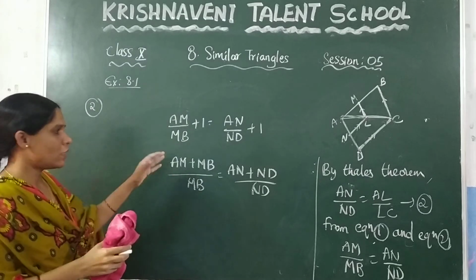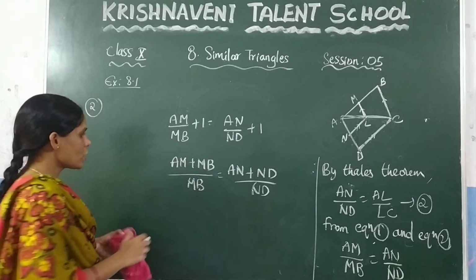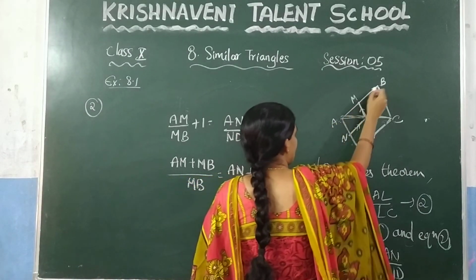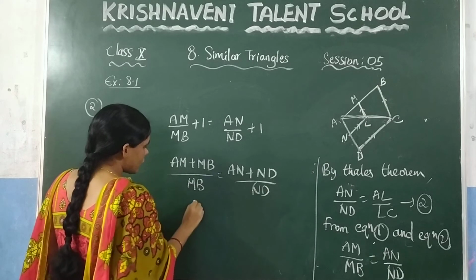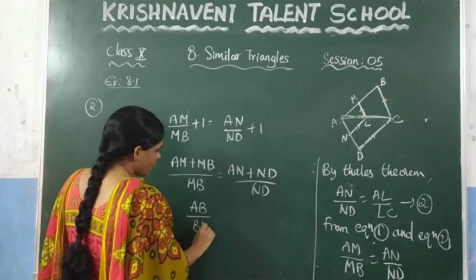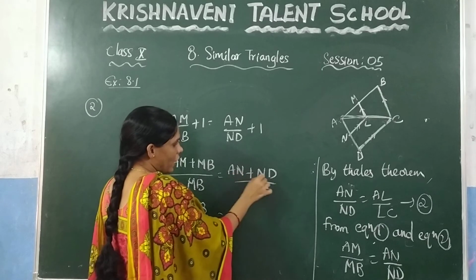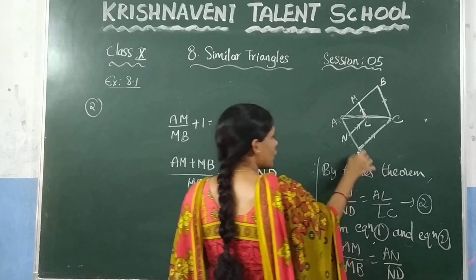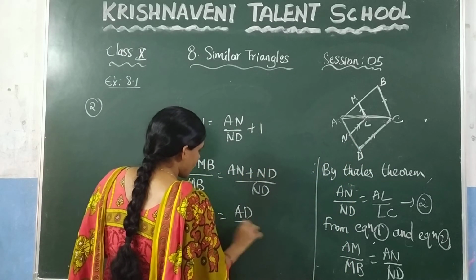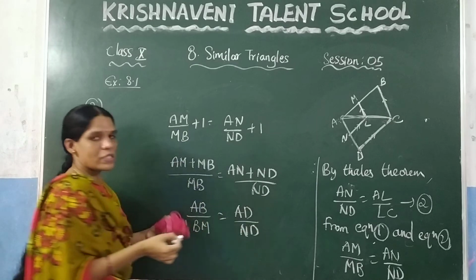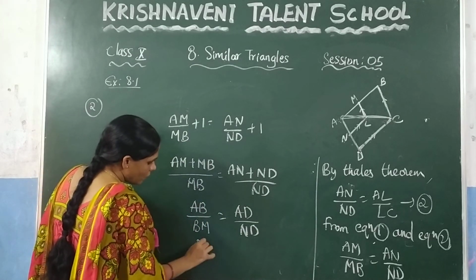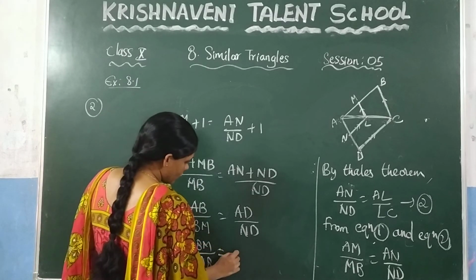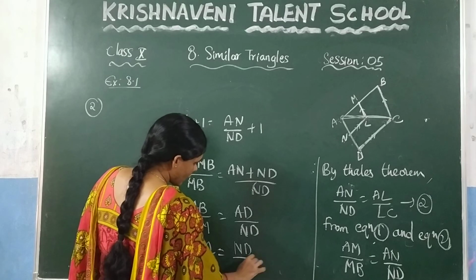Or you can reverse this one. So here what you will get, AM plus MB. What is the value of AM plus MB? AM plus MB gives you AB, the total length. So you will get AB by BM is equal to, what is the value of AN plus ND? This is the value of AN and this is the value of ND. If you add, you will get the total length, which is AD. So AD by ND. Just reverse this, so that what you will get is BM by AB is equal to ND by AD.